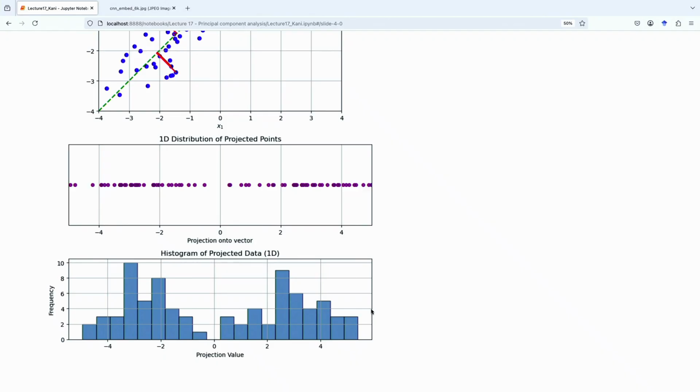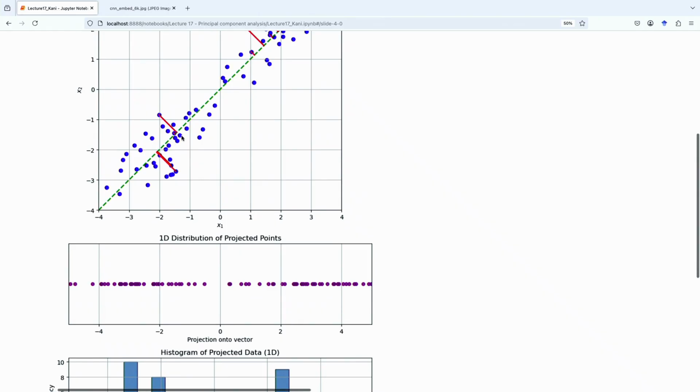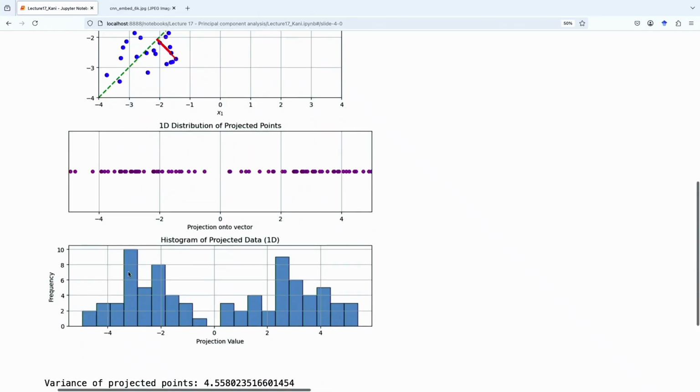So choosing a line correctly that goes through the data set, that we project all our data points onto, keeps that information there. Okay? So that's a good thing.